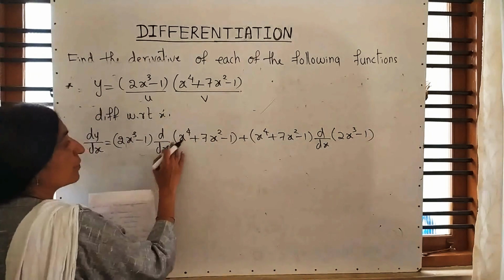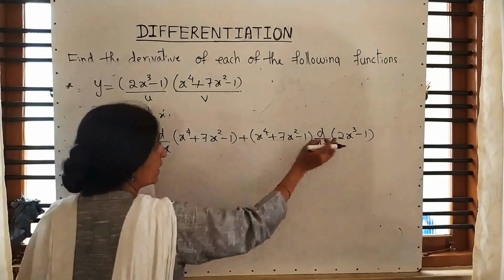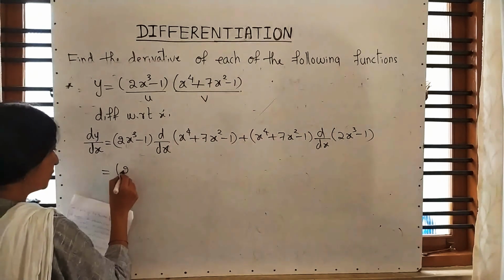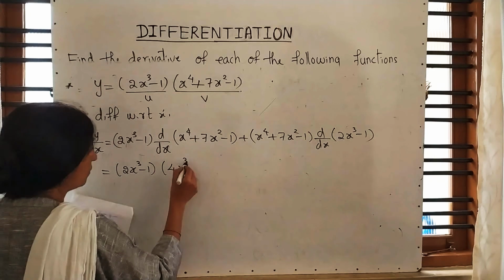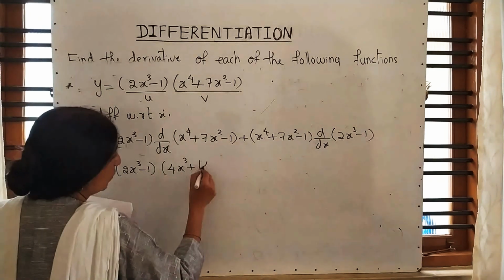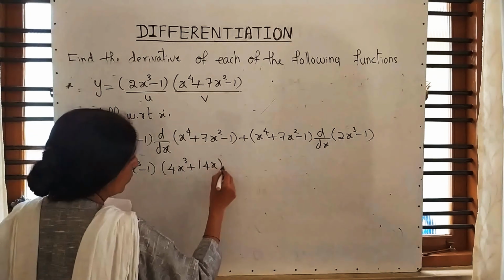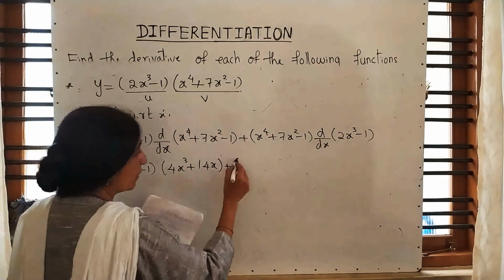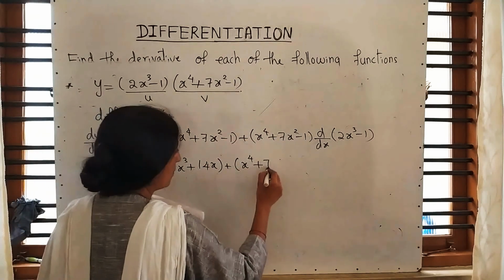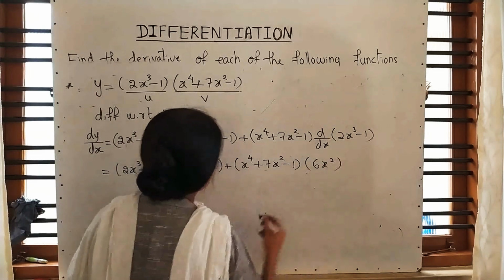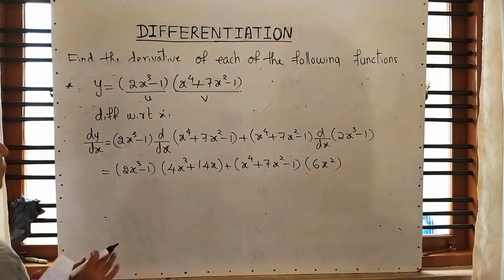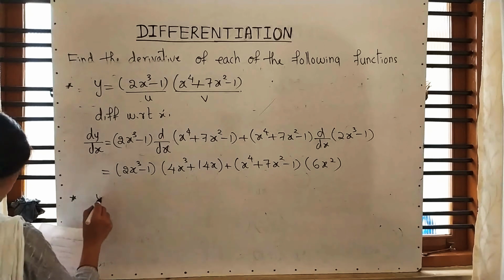U into differentiation of V plus V into differentiation of U. Is 14x and 1 is 0, I am not writing. This is before differentiation, so I kept as it is. And this is 6x square. If you want, you multiply and remove the bracket, just write down. Next question.